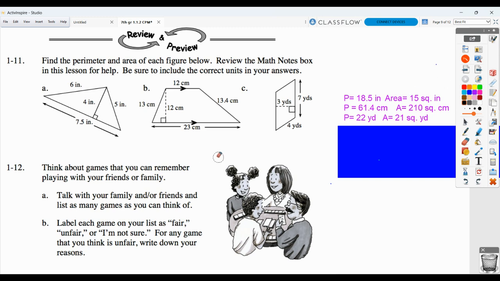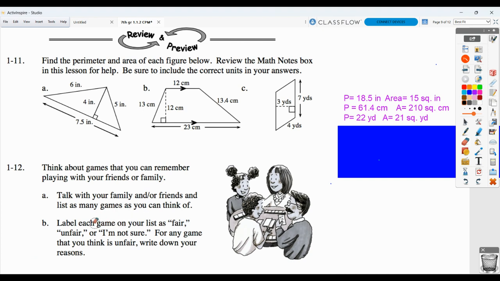And then here they just want you to think about games that you might remember playing, list some games that you've played, and then list whether they're fair, unfair, or not sure. So most games are probably set up to be fair. Even if you say, hey, I'm playing against my dad with chess and he's much better than I am, so that's not fair, the game itself is set up to be fair. It's just that he may have more skill. So most games are set up as fair.